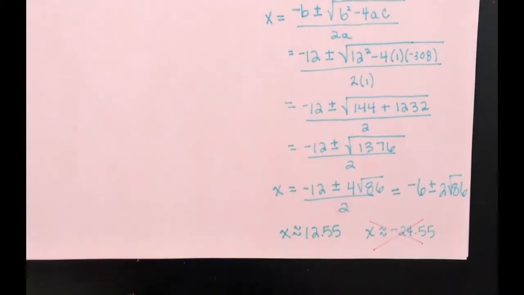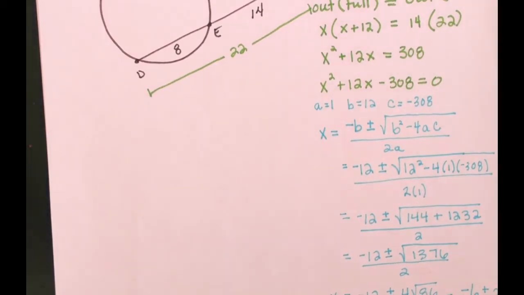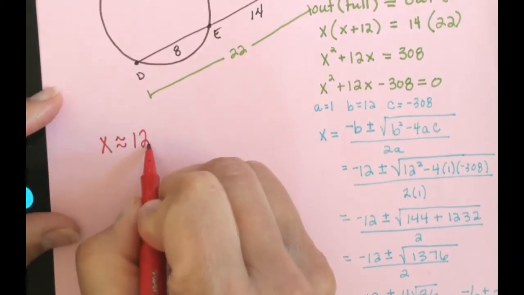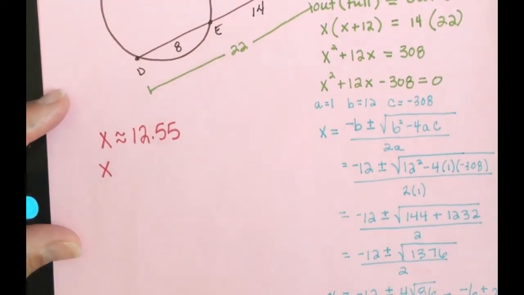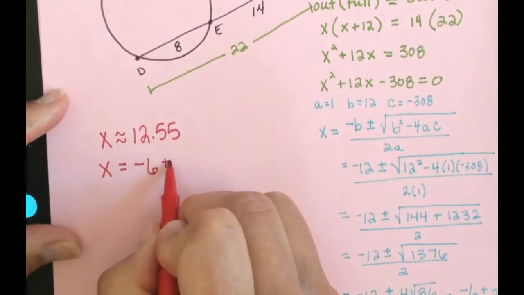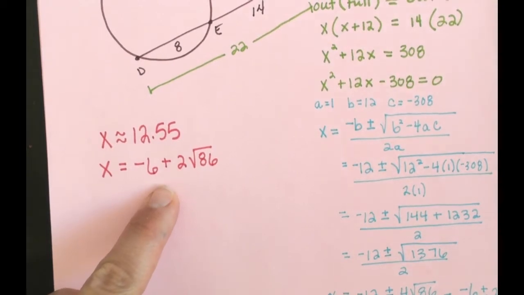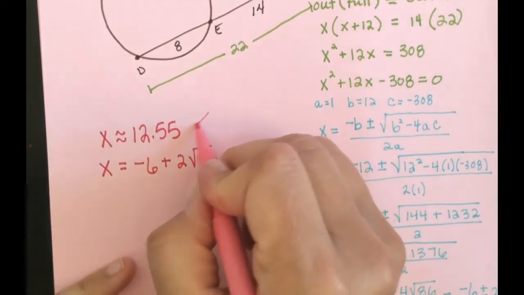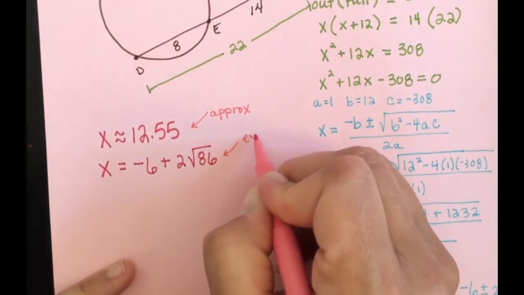So when I do have my final answer for x, my final answer for x could be, if they wanted the approximate value, 12.55. If they want the exact value, I would put, even though it looks negative, negative 6 plus that 2 radical 86, because that was where it was positive. So again, this is our approximate answer. This is our exact answer.